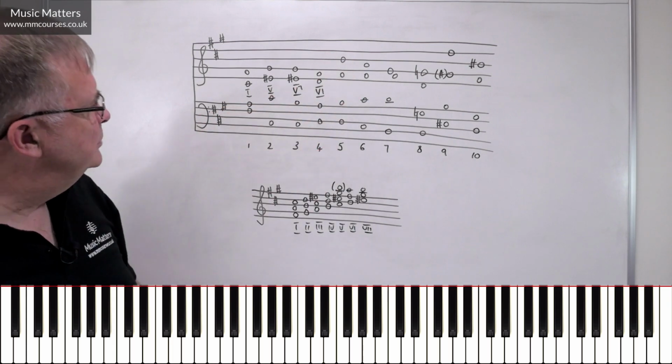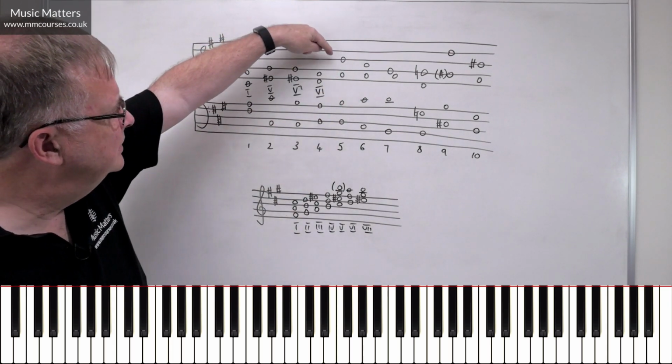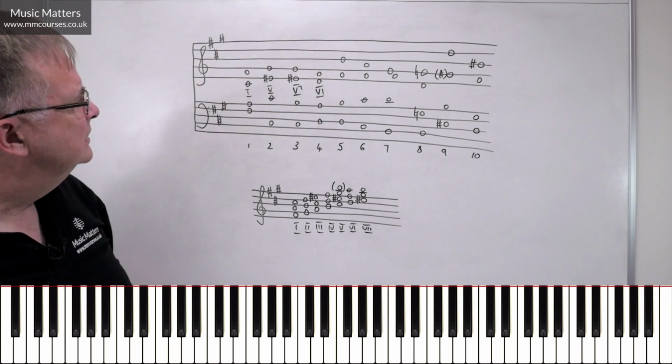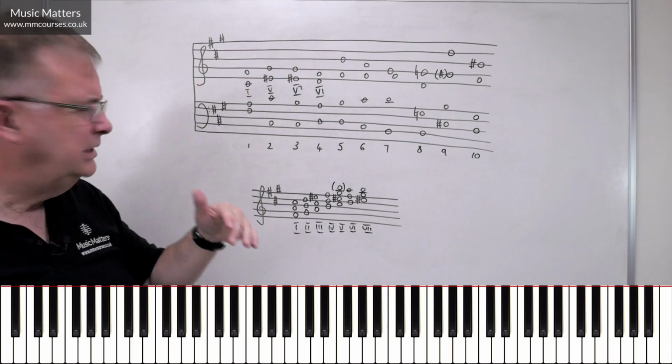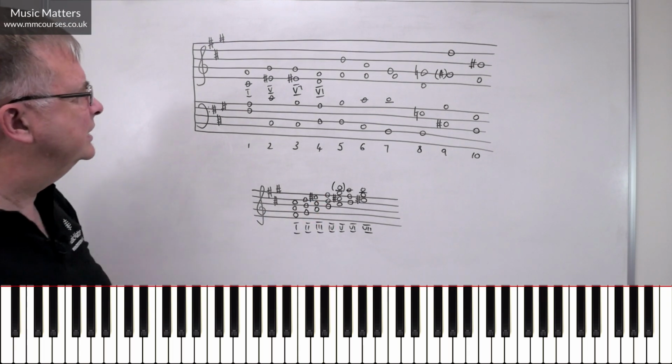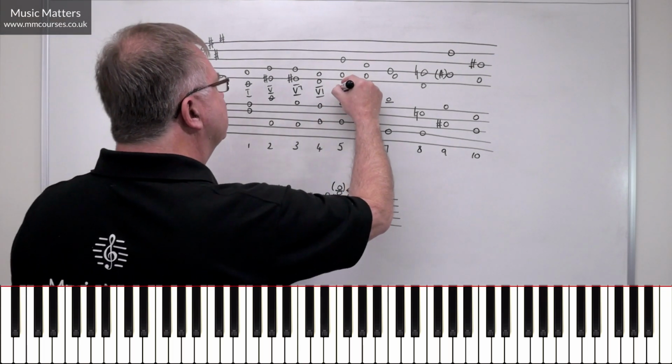And we go on to the next one. What have we got here? Well, we seem to have 2 Bs, a D, an F sharp. So what's going on there? B, D, F sharp. Well, it looks as if it's chord 4, isn't it? So let's call that chord 4.